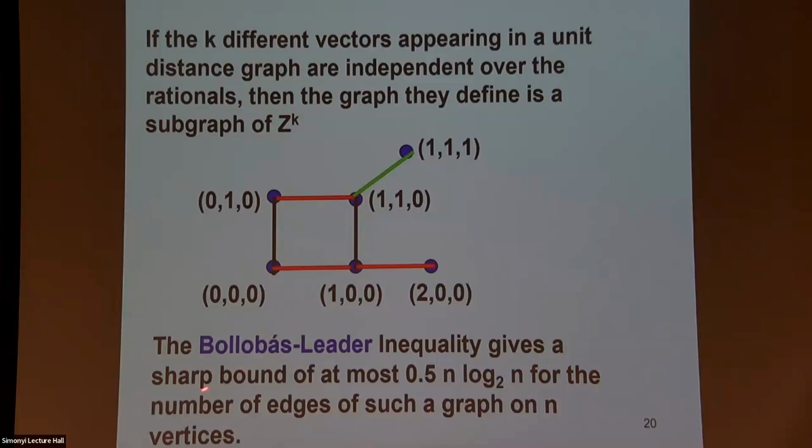Okay, and in fact, it's even more exact than this. So if n is not a power of 2, we can get something very precise here, and it even says what is the error term. But okay, so that means that if our vectors are completely linearly independent over the rationals, then we cannot have more than half n log n edges.